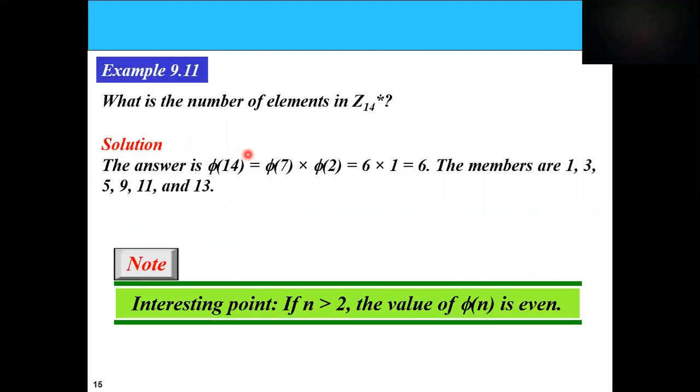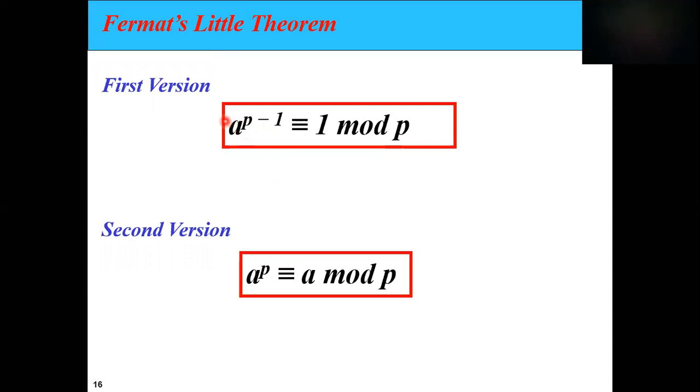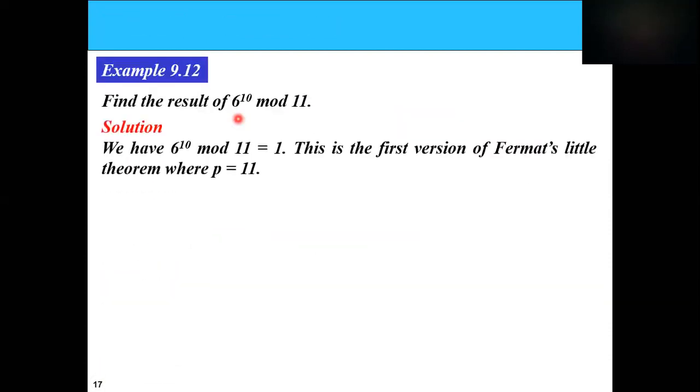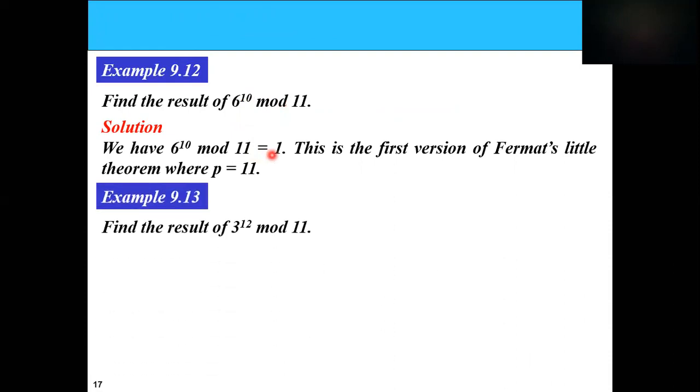because this is any element of Zp, and whenever I say mod p, it means I am taking an element from Zp. So this is any non-zero element. So the result of 6 to the power 10 mod 11 is 1. Moreover, what is the result of 3 to the power 12 mod 11?